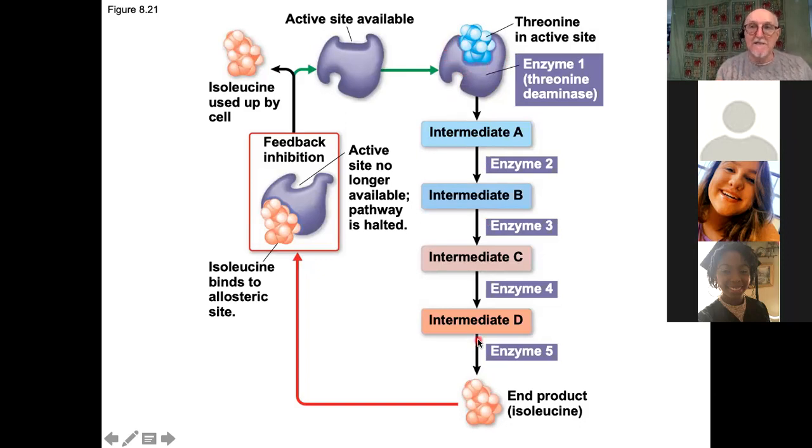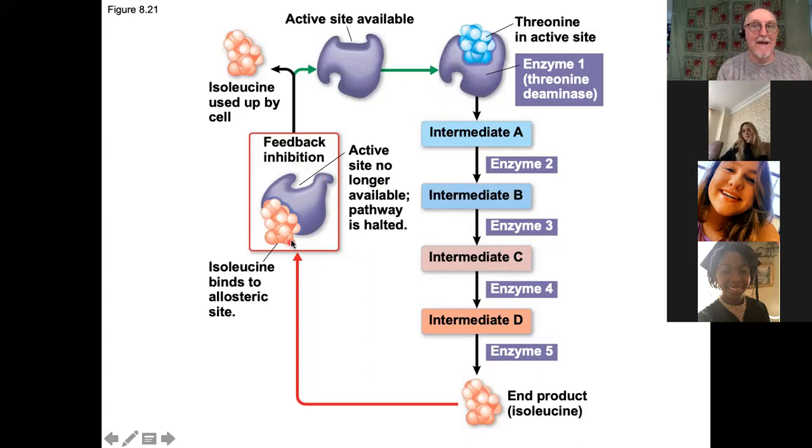Typically, for an allosteric system, it is the first enzyme in a pathway that is allosteric. And the substance that binds at the allosteric site is the end product. So here's the same enzyme. Now it's binding the end product at its allosteric site. The active site is no longer available, cannot operate. And meantime, the cell is using up the isoleucine that has been produced.